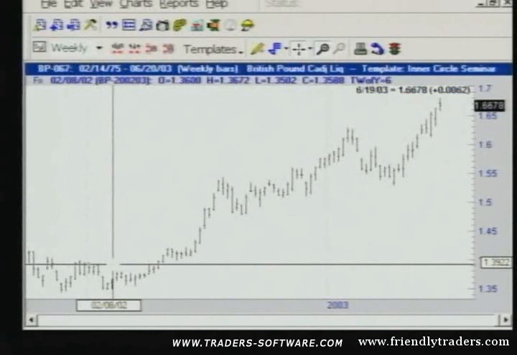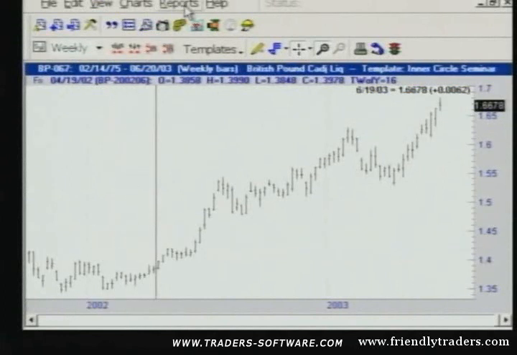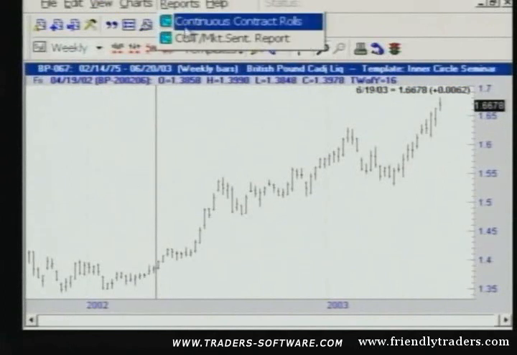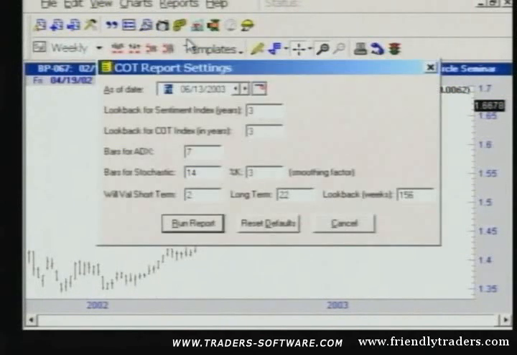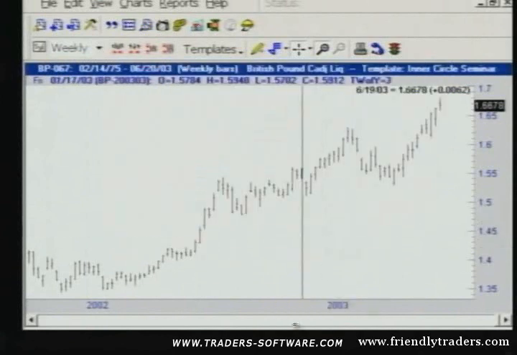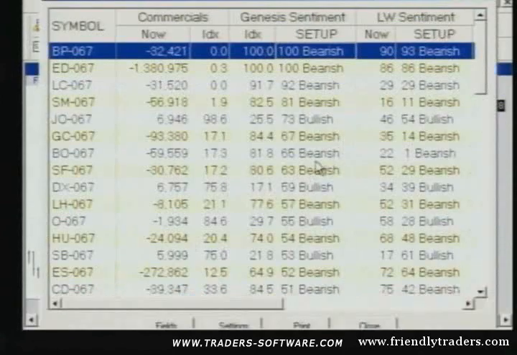Now under here we have a section called Reports. Click on Reports. This is what we call the Commitment of Traders Market Sentiment Reports. What we do here is pull this up and run it, and it quickly scans the markets and tells you which markets are set up. Okay? This is the report.